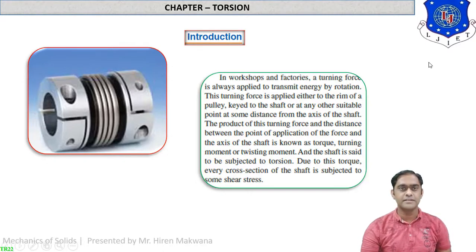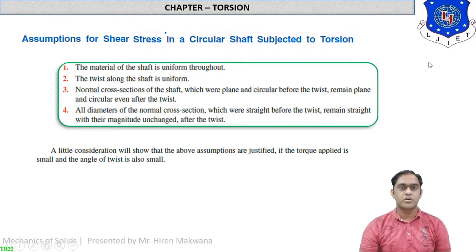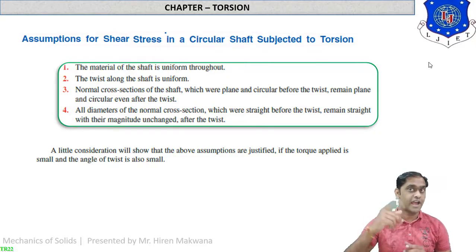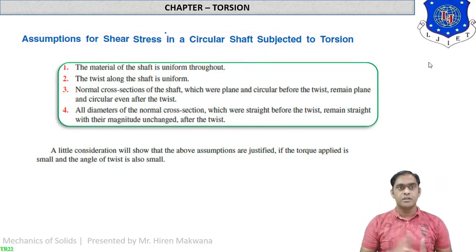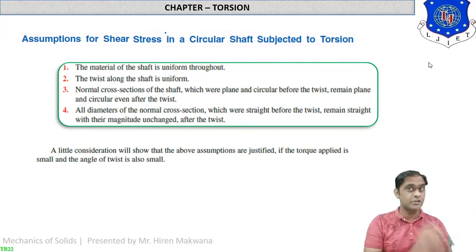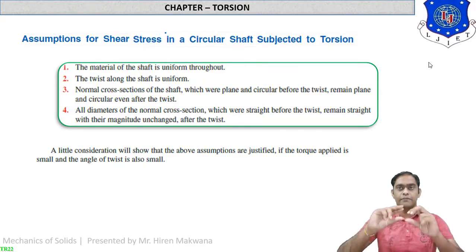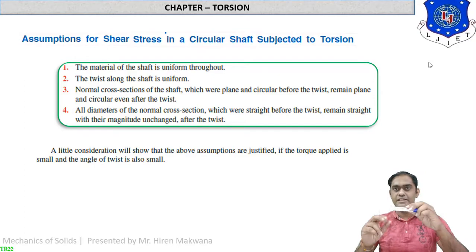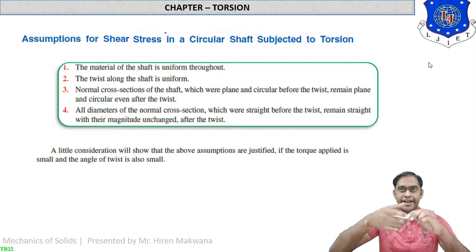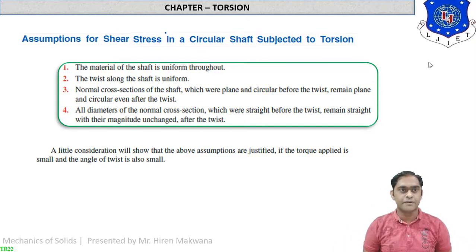The first one is assumptions for shear stress in a circular shaft subjected to torsion. We are assuming a circular solid shaft having diameter d. The material of the shaft is uniform throughout. The material is not changing. If it is steel, then it is steel. If it is aluminum, then it is aluminum. The twist along the shaft is uniform. If the shaft is like this, then the twist at any point is uniform along the shaft.